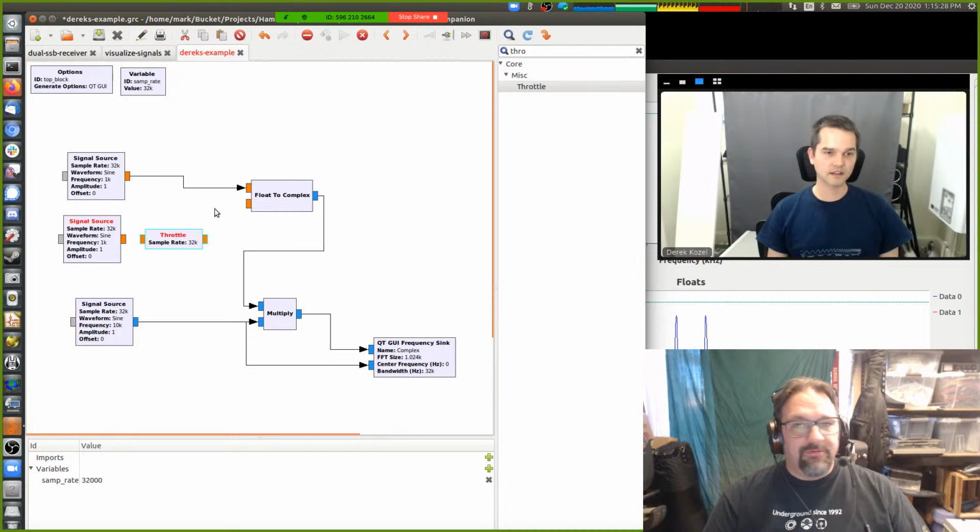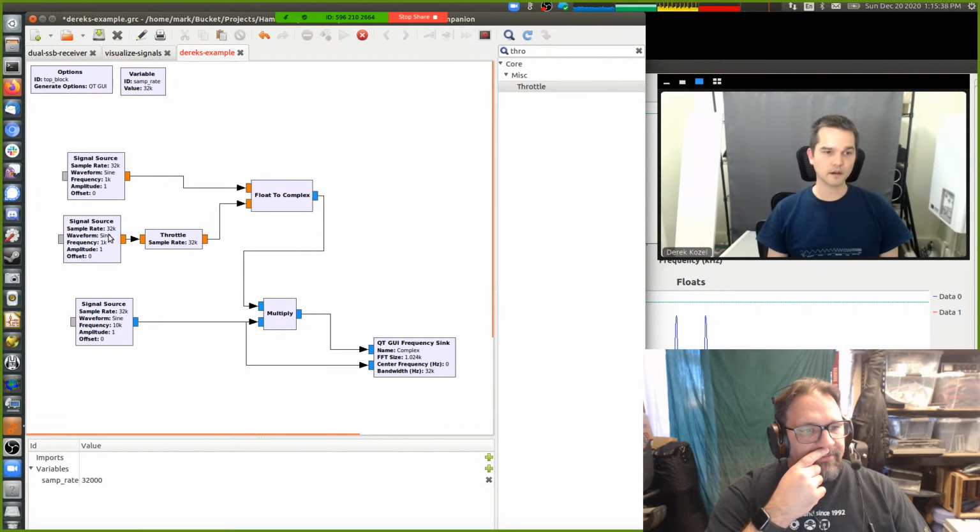So again, if you weren't here at the beginning, the throttle is just there to make this operate in real time. It's not actually changing the numbers at all. That's just a GNU Radio thing. Okay, so they're both sine.